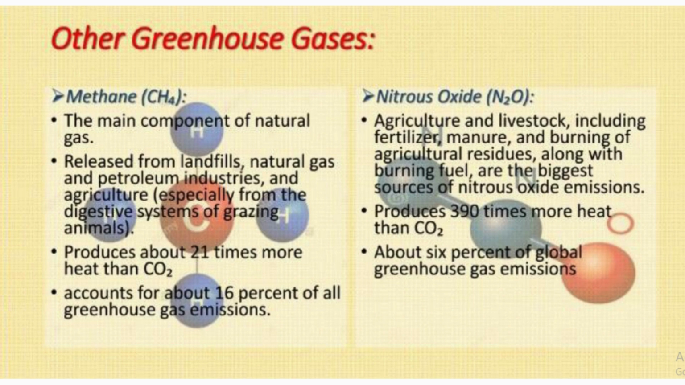it accounts for about 60% of all greenhouse gas emissions. Secondly, nitrous oxide: agriculture and livestock, including fertilizers, manures, and burning of agricultural residues, along with burning fuels, are the biggest sources of nitrous oxide emissions. It produces 390 times more heat than carbon dioxide and is about 6% of global greenhouse gas emissions.